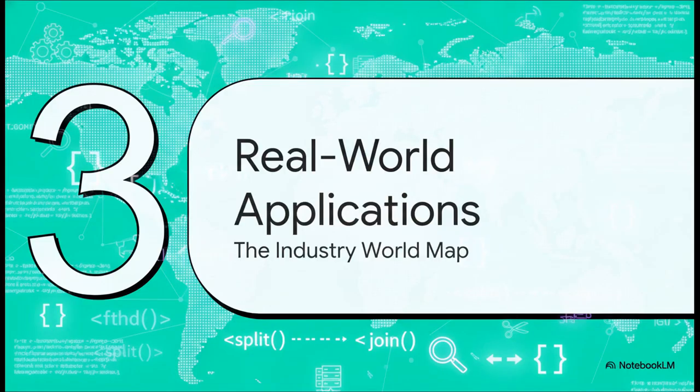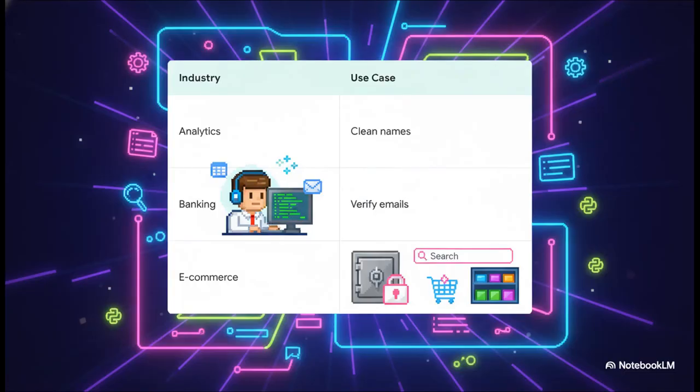Which brings us to Section 3, Real-World String Applications, the Industry World Map. Look at how universal this toolkit actually is. If you're a data analyst, you're constantly cleaning up data sets, right? Removing accidental double spaces or splitting a single full name column into separate first and last name columns so the data can actually be sorted. If you're a banking developer, you're rigorously verifying that emails and account details follow exact security formats before you ever save them to a database. Or over in e-commerce, you're structuring chaotic product catalogs so customers can actually search for what they want and get accurate results. String methods really are the invisible gears turning behind the scenes of literally every app you use.